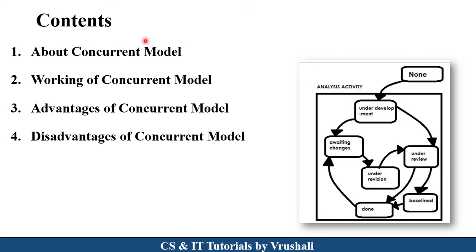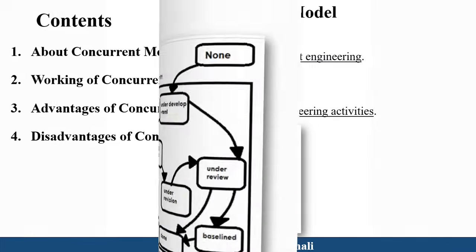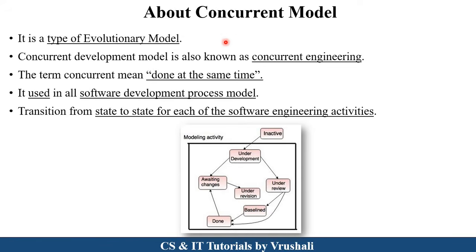In today's session, we will discuss the concurrent model, its working, and the advantages and disadvantages of the concurrent model. Let's see all these points one by one. Now, the first thing is what exactly is the concurrent model. Previously, we discussed the evolutionary model. So, the concurrent model is a type of evolutionary model.